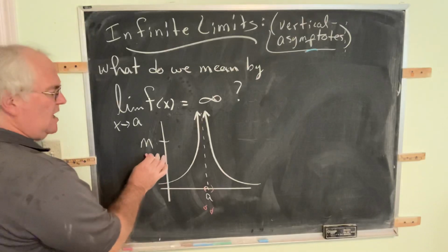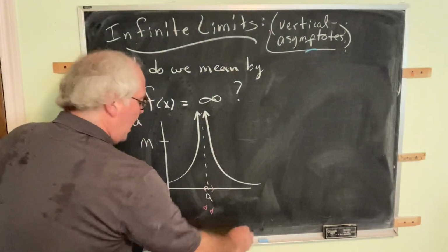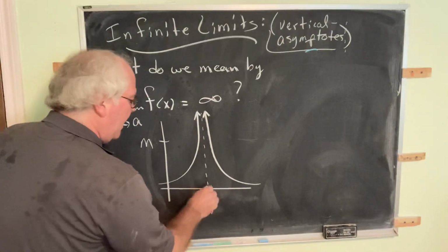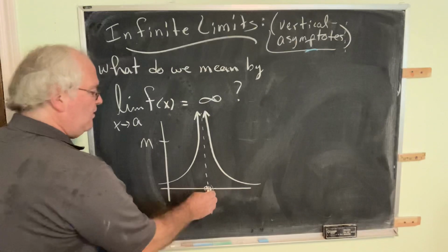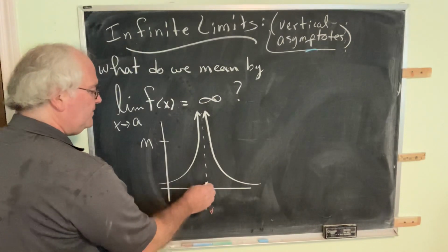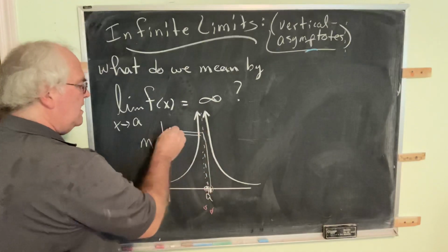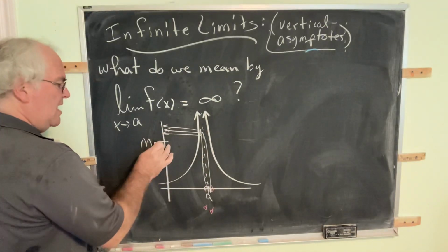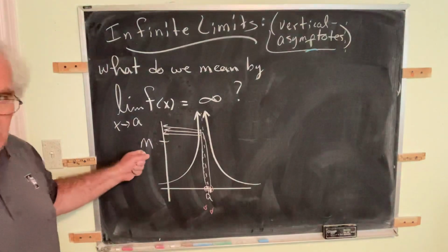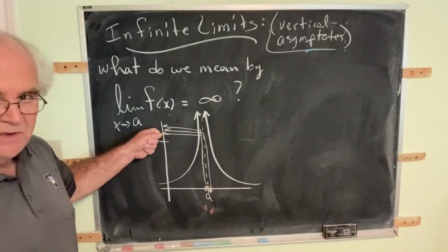So actually epsilon's gone the way of all flesh. There are no epsilons in this, but there is a delta. And what we're saying is, for every x value in that interval, every one of these function values is above M. Every one of these function values is above M. You give me a big M, and I'll tell you how close you need to get above that value.